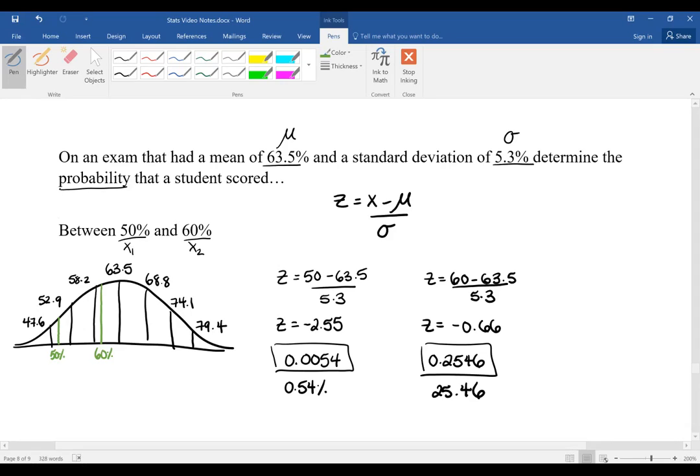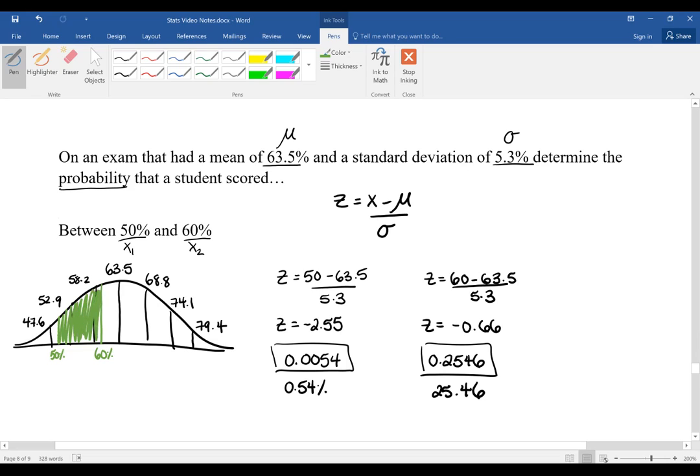Okay, here's my normal distribution. I've input my mean and I use my standard deviation to come up with all of these values along the top here for positive 1, 2, 3 and negative 1, 2, 3 standard deviations. If I want to know the probability that a student would score between 50 and 60%, this is roughly where 50 and 60 would be on my bell curve. What I'm looking for is the probability that a student scores anywhere in between this.